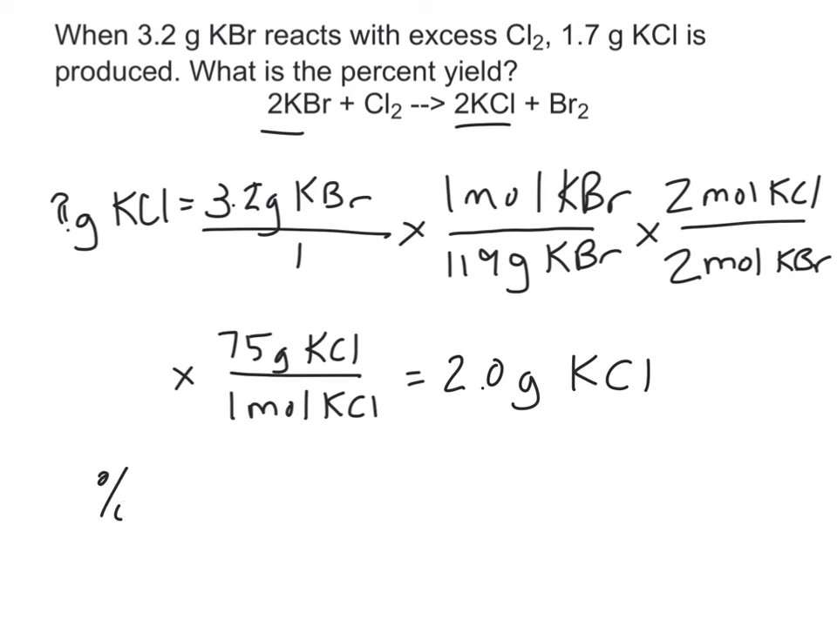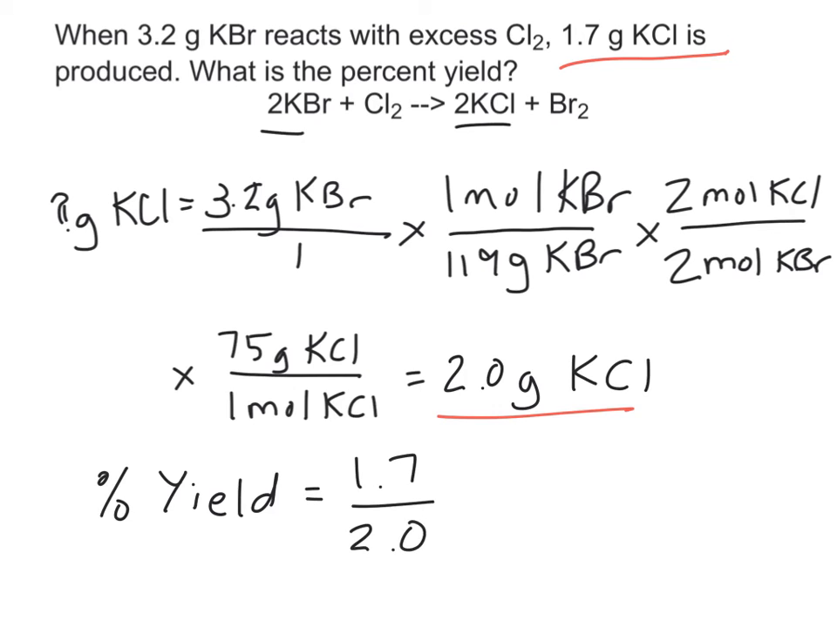To find my percent yield, I now take my actual yield, which was given to me in the problem as 1.7 grams of potassium chloride, and I divide that by my theoretical yield, which I just calculated, which is 2 grams of potassium chloride, and I multiply it by 100, and I get 85%.